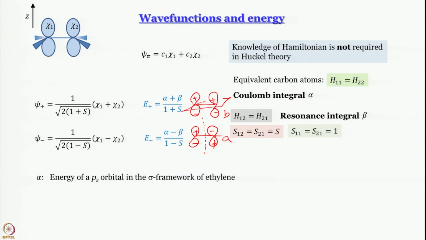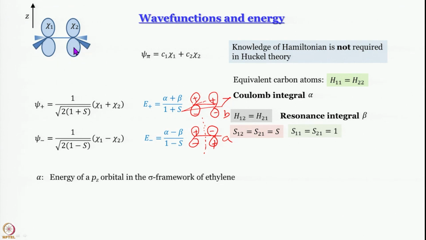First let us get done with alpha. It is important to realize that alpha essentially is the energy of a pz orbital in the sigma framework of ethylene. Short simple sentence, but quite profound. What is alpha? Integral chi1 H chi1. What is chi1? This p orbital, and in the integral the same chi1 appears in bra as well as ket vectors. What is the Hamiltonian? Hamiltonian for the entire pi molecular system.